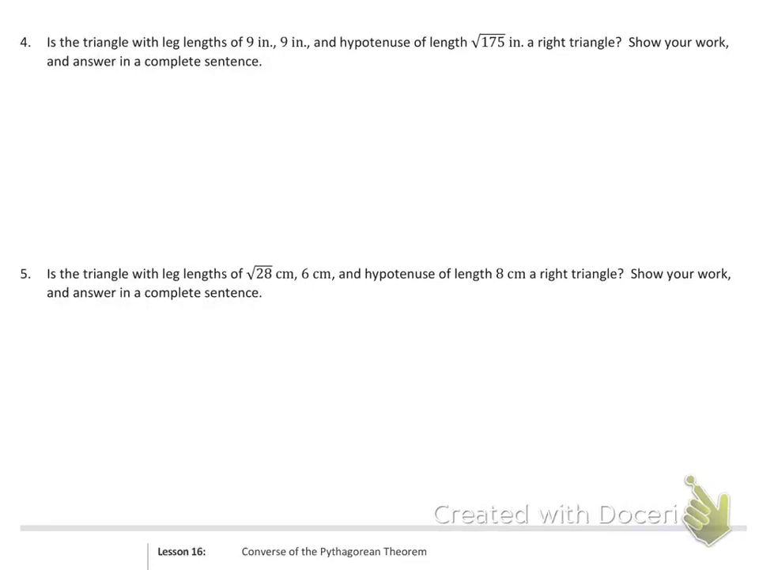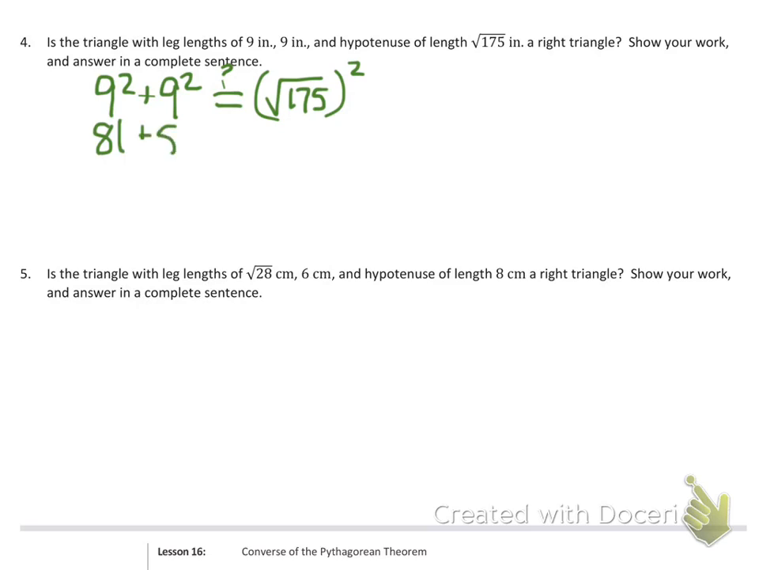Okay, so to check if this is a right triangle, we're going to just check the Pythagorean theorem relationship. 9 squared plus 9 squared. We want to know if that's equal to the square root of 175 squared. So this would be 81 plus 81. And this over here would be 175. So this would be 162, and that is not equal to 175.